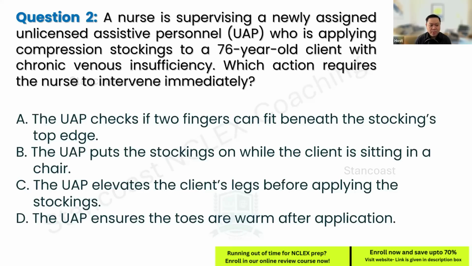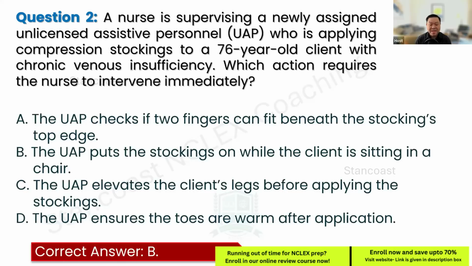A. The UAP checks if two fingers can fit beneath the stocking's top edge. B. The UAP puts the stockings on while the client is sitting in a chair. C. The UAP elevates the client's legs before applying the stockings. And D. The UAP ensures the toes are warm after application. The answer here is letter B.